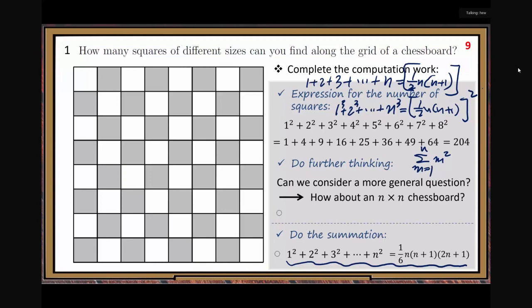How to find it is another story. If you are very interested, you can go back and check your discrete math textbook. All right, let's move on.